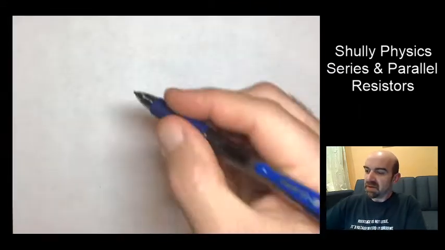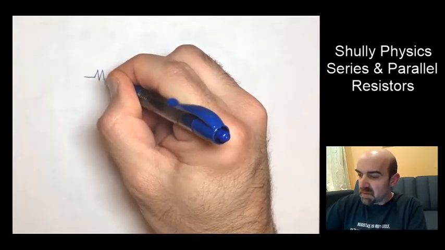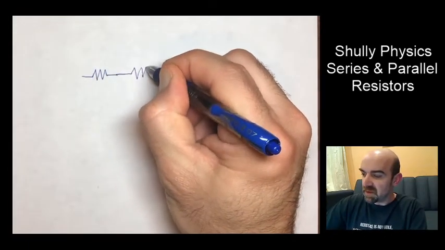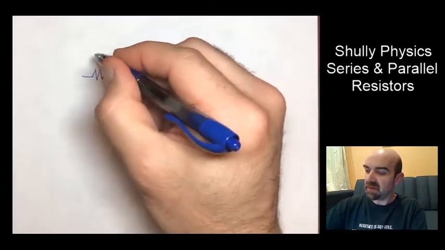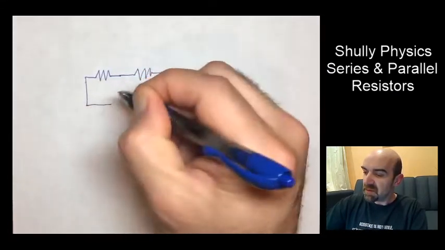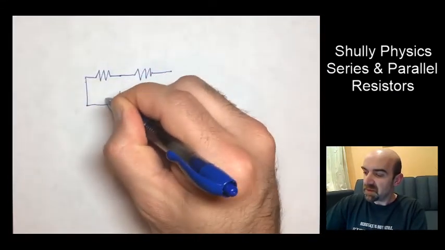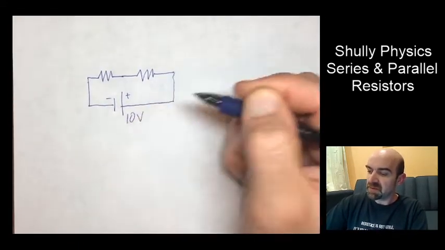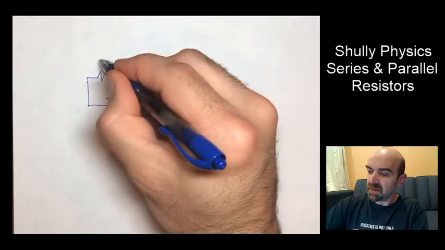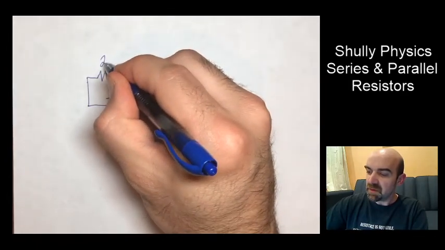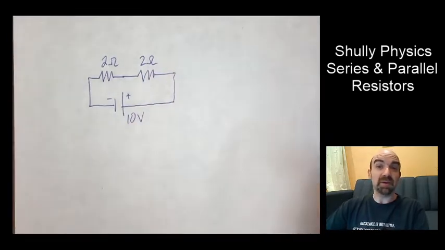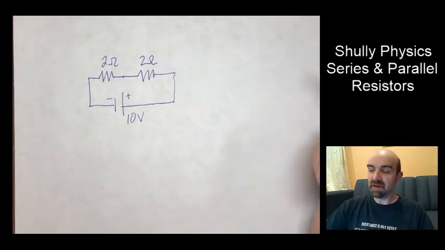With resistors, there's the resistor symbol. We're going to add a second one. If we have, say, a battery hooked up to those 2 resistors, we'll give it 10 volts. And let's put 2 ohms here and 2 ohms there. What will be the equivalent resistance of those resistors?